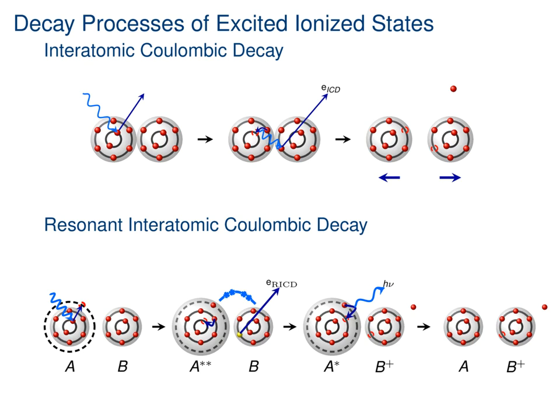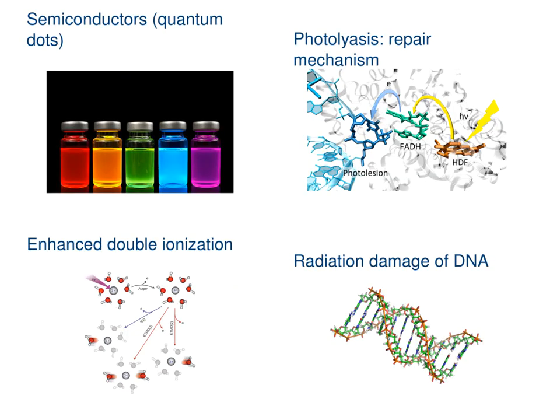The ICD and its different variants are found in a multitude of different systems. For example, in semiconductors, they are found in proteins, for example, in the photolysis, where they explain the repair mechanism of this protein. It has been found that it can be used to enhance the double ionization threshold, and it has been speculated that the ICD process is the mechanism behind the radiation damage of DNA.